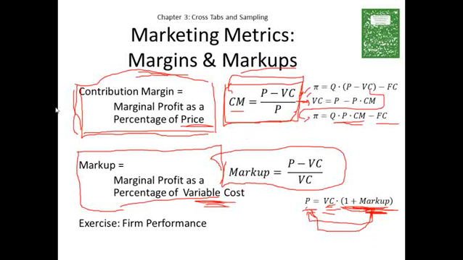With these definitions of contribution margin and markup, you're now ready to do the exercise of firm performance, located at the end of Chapter 3. I wish you well, and next week, next chapter, we'll move forward by looking at normal distributions. Finally, a bell curve.